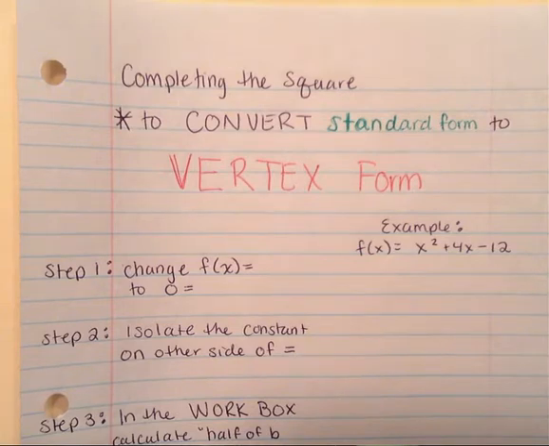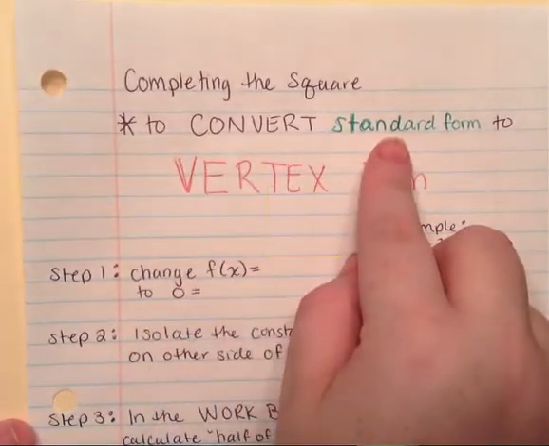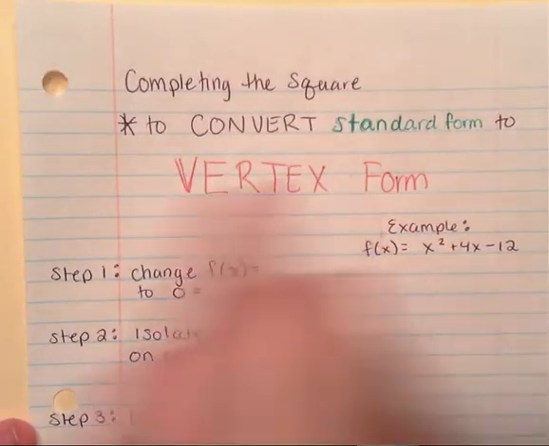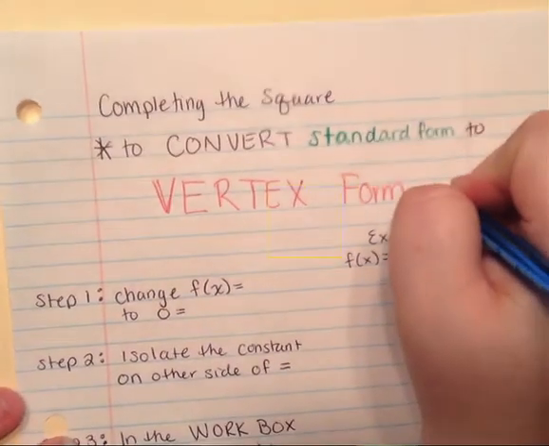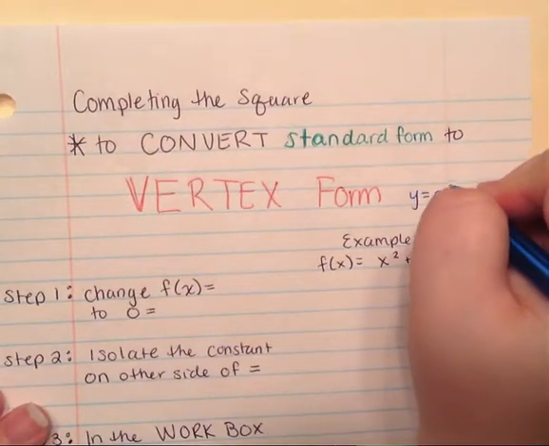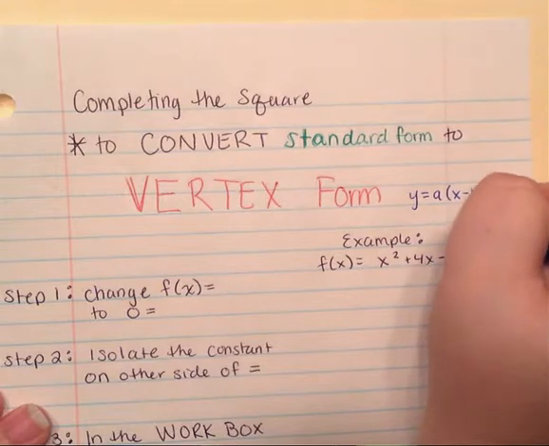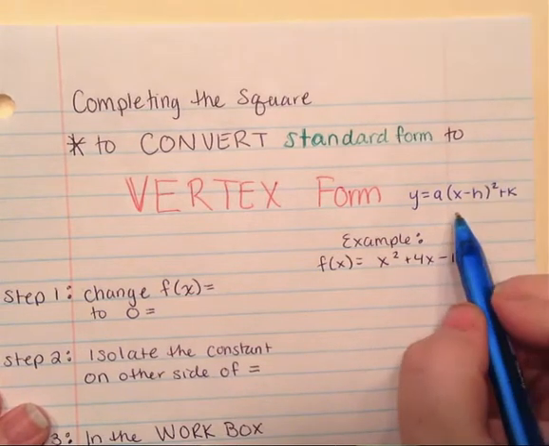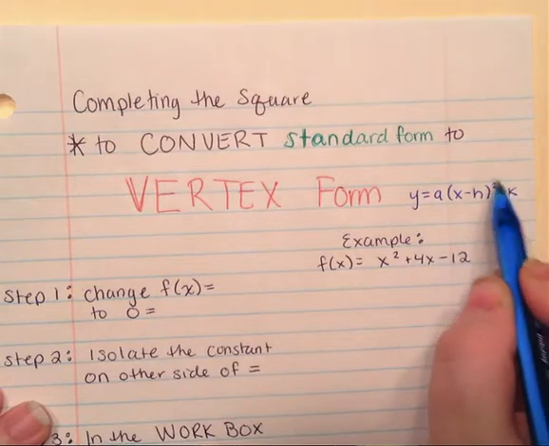This video will be on completing the square. We use completing the square to convert standard form to vertex form. Vertex form is written as y equals, or f of x equals, a(x minus h) squared plus k. Vertex form gives you your vertex, which is one of the reasons why we want to know how to put this into this format.